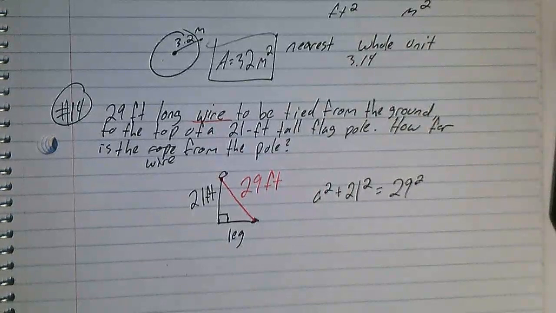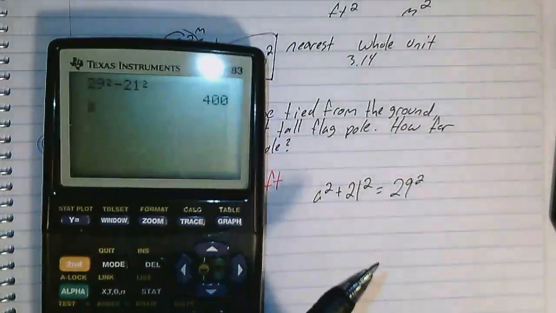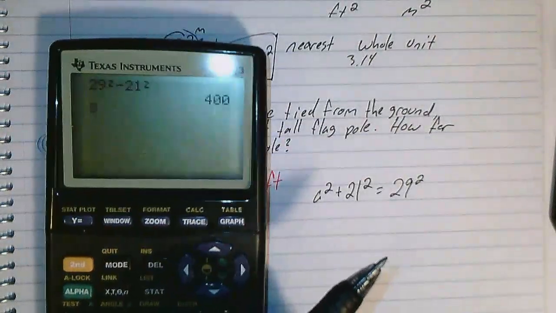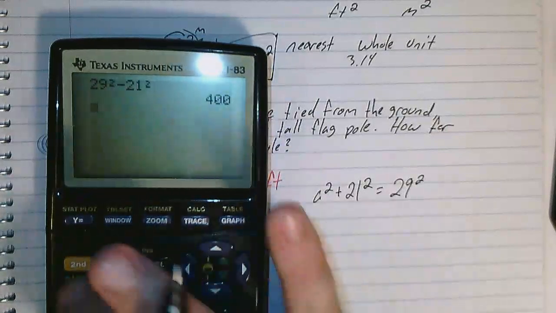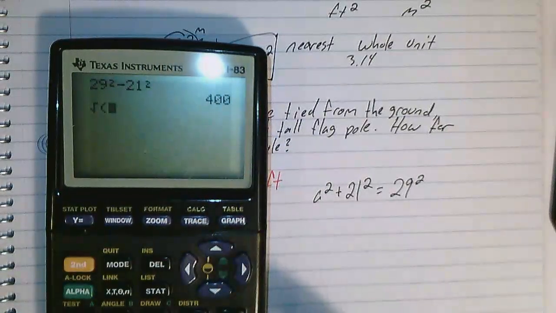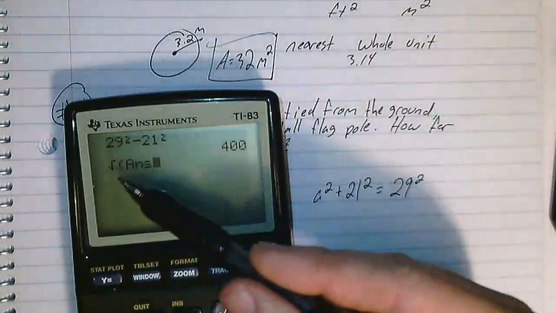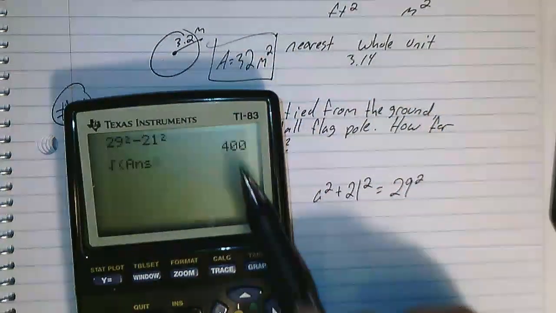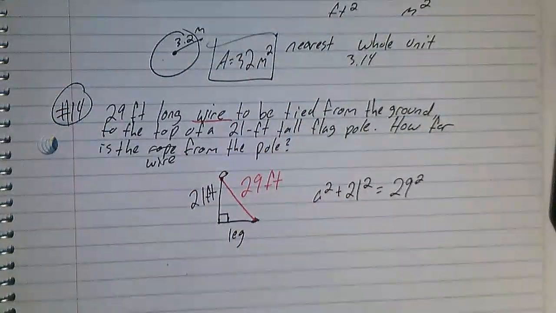It's just a Pythagorean problem. I like to do it that way. 29 squared minus 21 squared is 400. We can take the square root of that. If I type second and the negative symbol, it brings up the previous answer. So that's taking the square root of our previous answer, 400, which is 20.